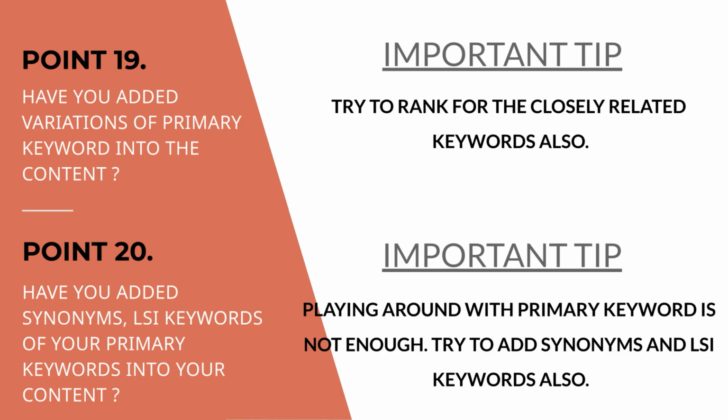Point 19. Have you added variations of your primary keyword into the copy? It is smart to structure your page around one keyword. However, you should also try to rank that page for all the closely related variations. Point 20. Have you added synonyms, LSI keywords, of your primary keyword into the content? Google Hummingbird algorithm is designed to rank pages based on themes, not just keywords. So, not just structuring the page around primary keywords is important, but you also need to add other relevant synonyms into the content.